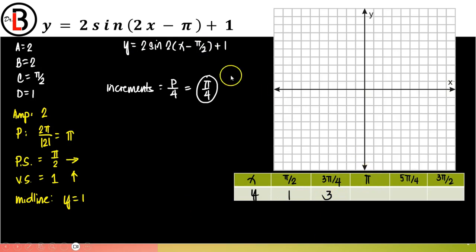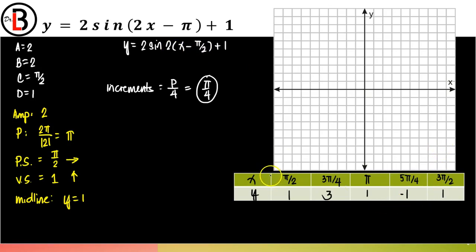And then this one is pi minus pi over 2 is pi over 2, times 2. It's pi. Sine would be 0, plus 1 is 1. And then 5 pi over 4 minus pi over 2 times 2, that's 3 pi over 2. Negative 1 times 2 is negative 2, plus 1 is negative 1. And lastly, 3 pi over 2 minus pi over 2 times 2 is 2 pi. That means this one has to be 1.